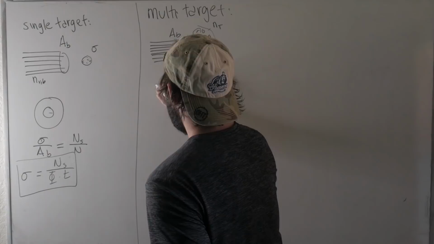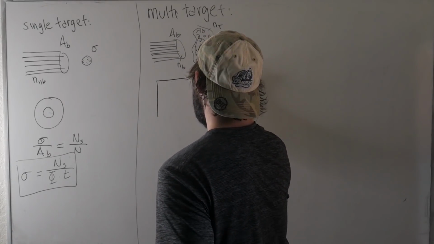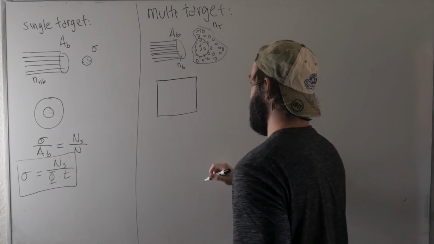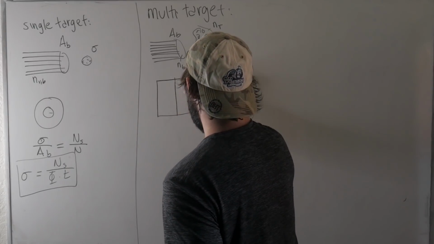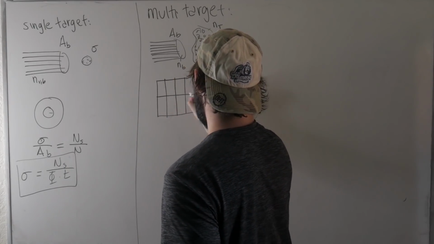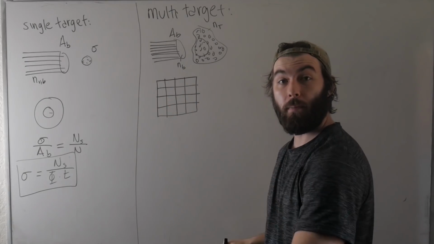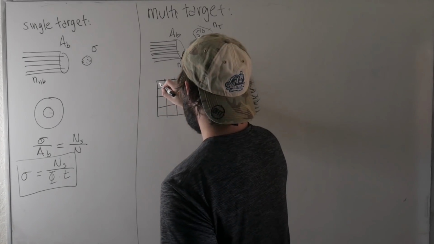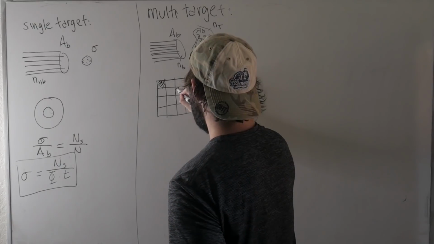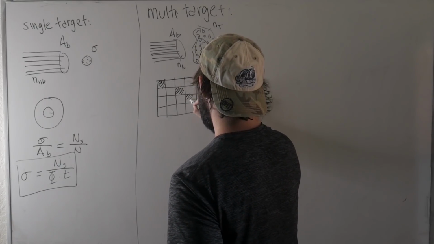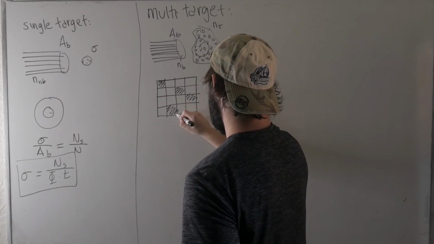So let's go ahead and throw this on a grid. We're going to pretend that it's a spherical beam. And the shaded regions of this grid are going to be where the targets are. Okay. Here's a target, here's a target, here's a target.